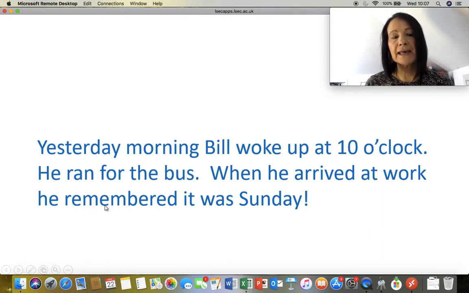And this verb here, remember. Yes, it's another regular verb. It has ed at the end. Remembered. And another verb here. Was. Is this regular? Does it have ed at the end? No, it's irregular. And again, if you check your verb table, you will find it's the past tense of be or is, am.